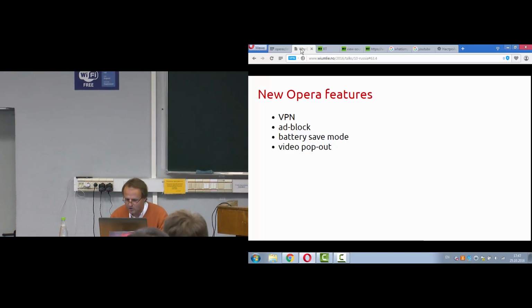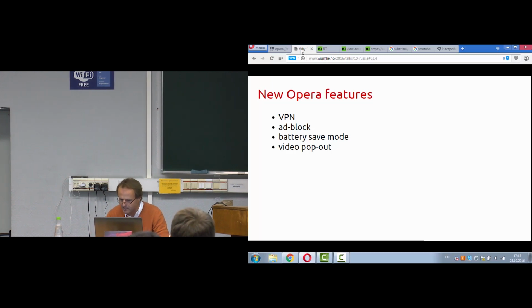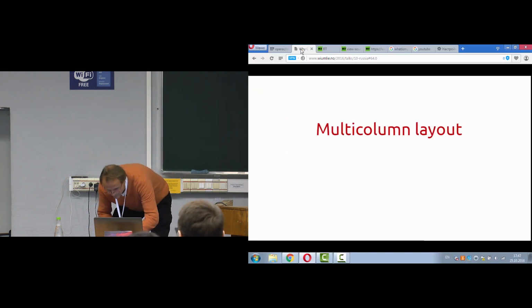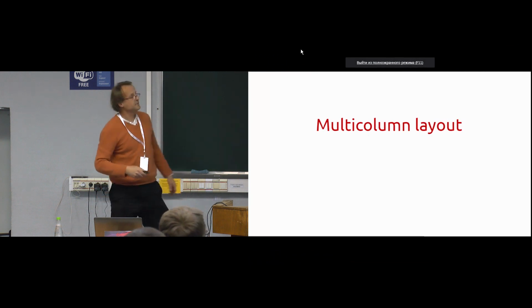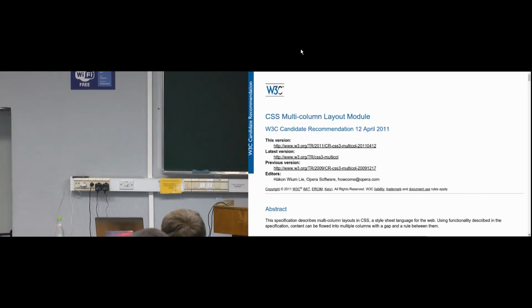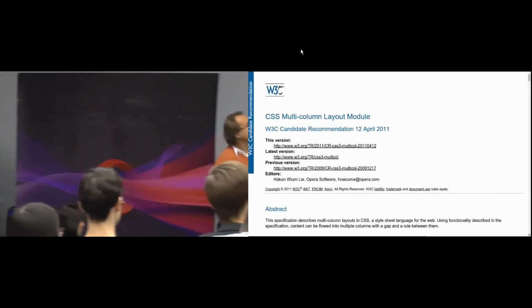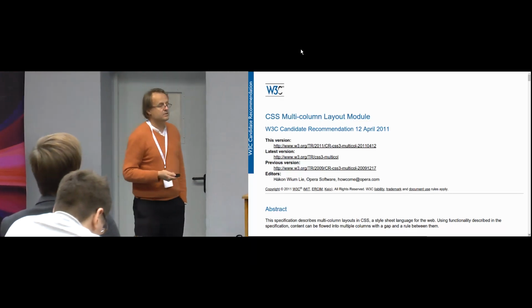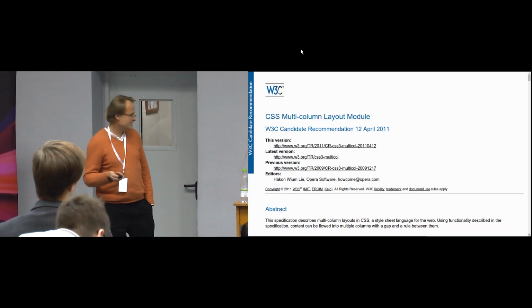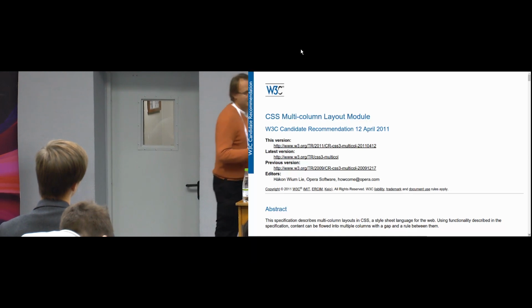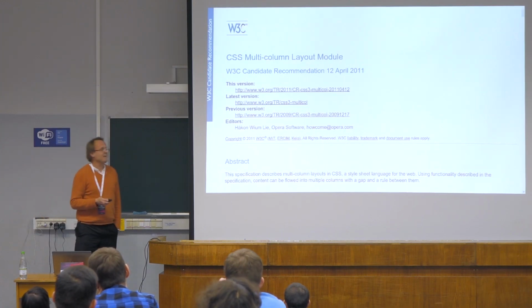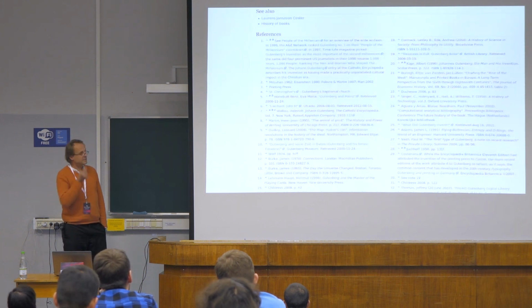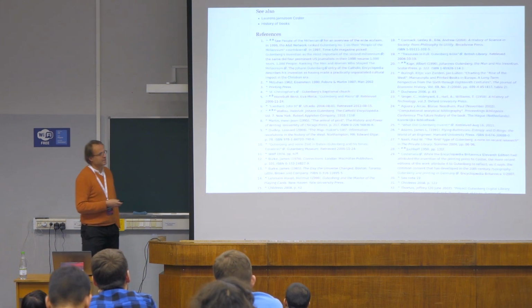Okay, so I'm going to say a little bit more about the future of CSS, since you asked about that. Multi-column layout is a feature that I think will be very important. It's a module in CSS 3, and it's a so-called candidate recommendation, which means that it's ready to be implemented. And all browsers pretty much have a good implementation of that now, including Internet Explorer, Blink and WebKit.